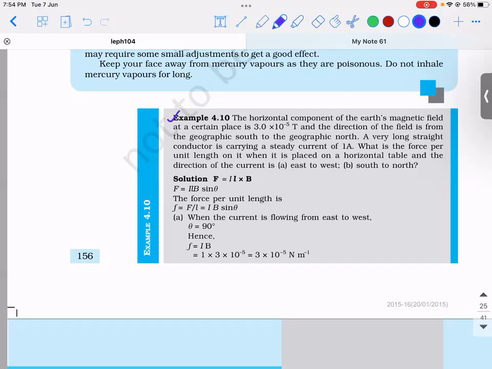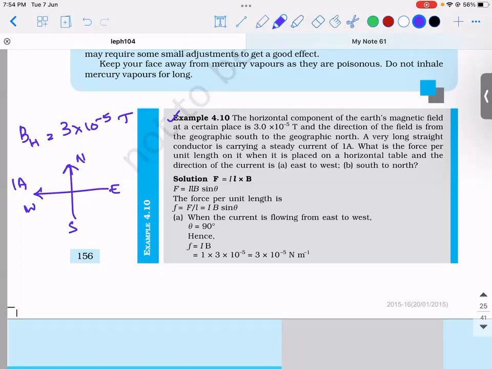Done. So first part is easy. You have a horizontal magnetic field of how much value? 3 into 10 power minus 5 Tesla, and its direction is from south to north. So you have a current carrying conductor carrying a current of how much magnitude? Current of 1 ampere, and in the initial case current is flowing from east to west.